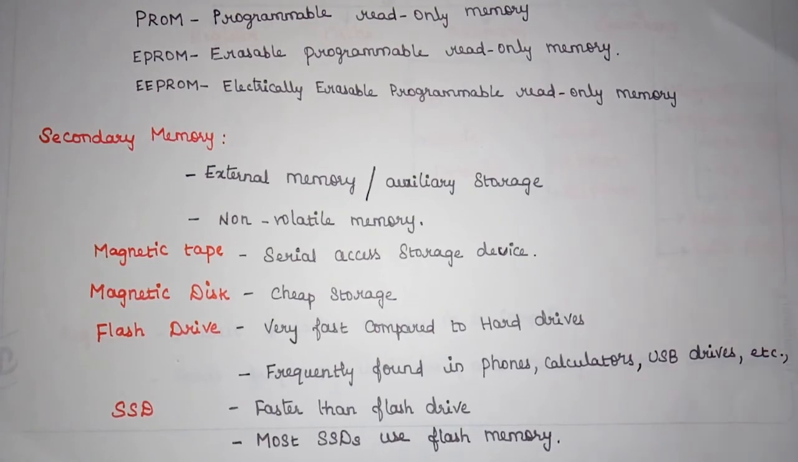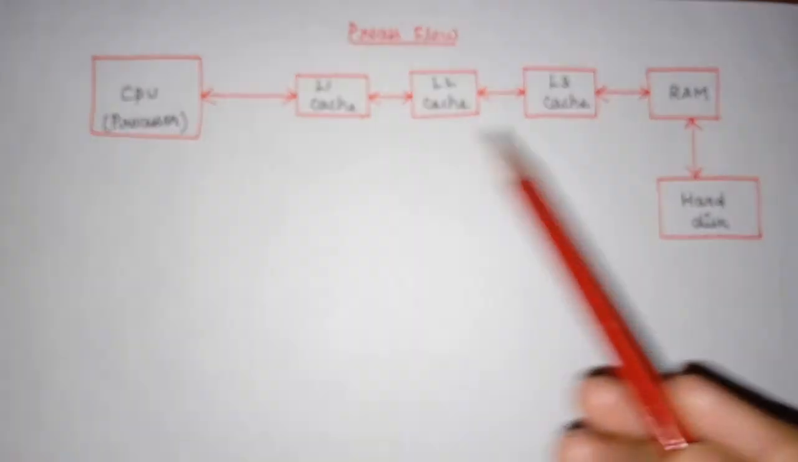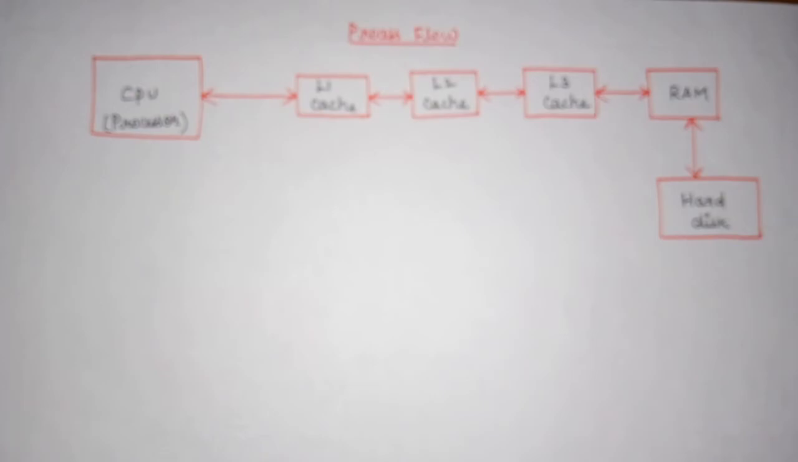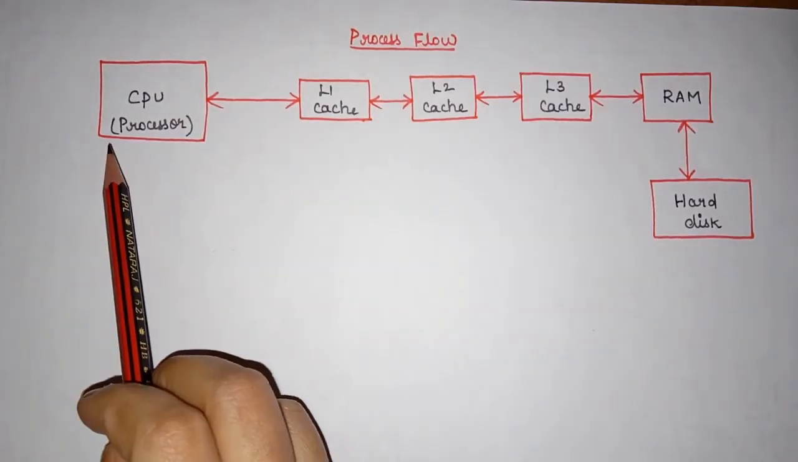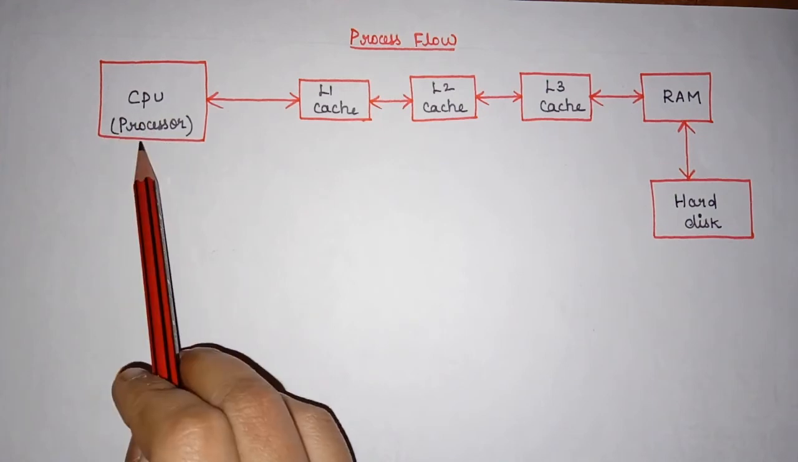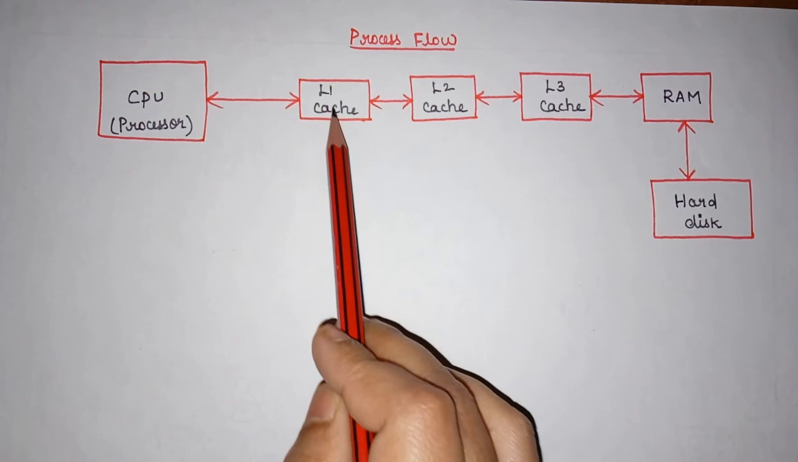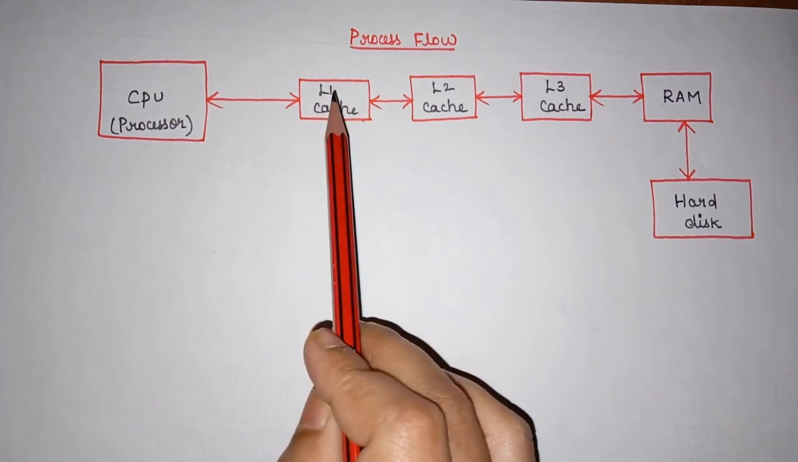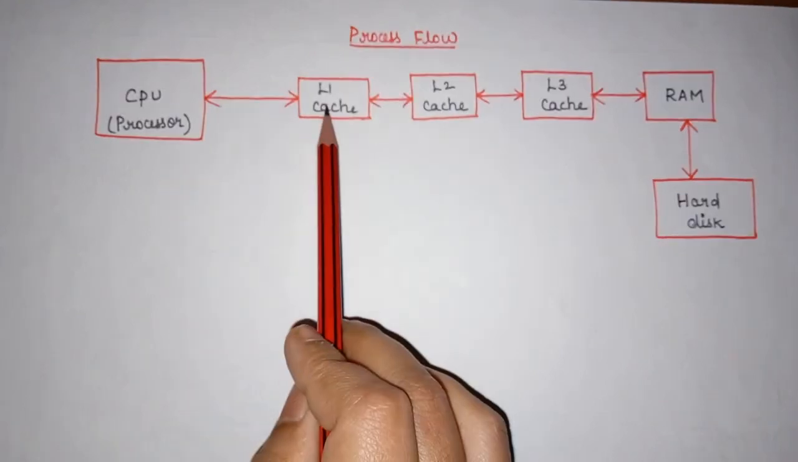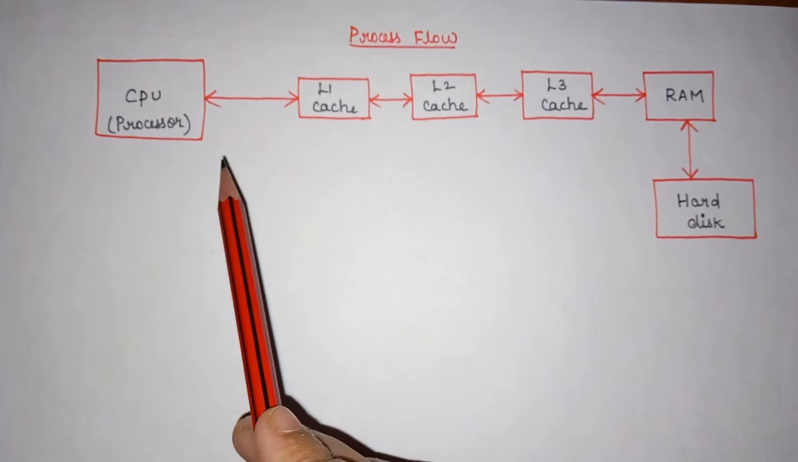These are all about the categories of memory. Now let us see the process flow happening inside the computer. Whenever a processor needs to process some data, first it will check the cache memory, that is level 1 cache, to see if that information is present. When the information is available, it will fetch the information from this L1 cache, then process that information and produce the output.